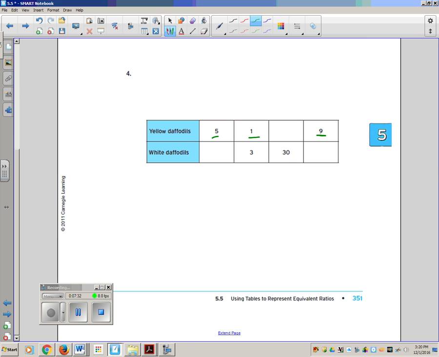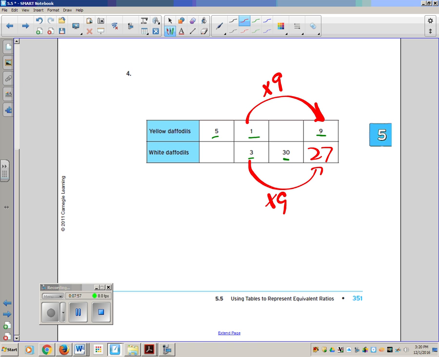Alright, so I've got a 5, a 1, a 9, a 3, and a 30. You have to try and find a pattern, a relationship on the same level. I see a couple. 1 goes to 9. I multiply it by 9. So that gets me here. 3 times 9 is 27.